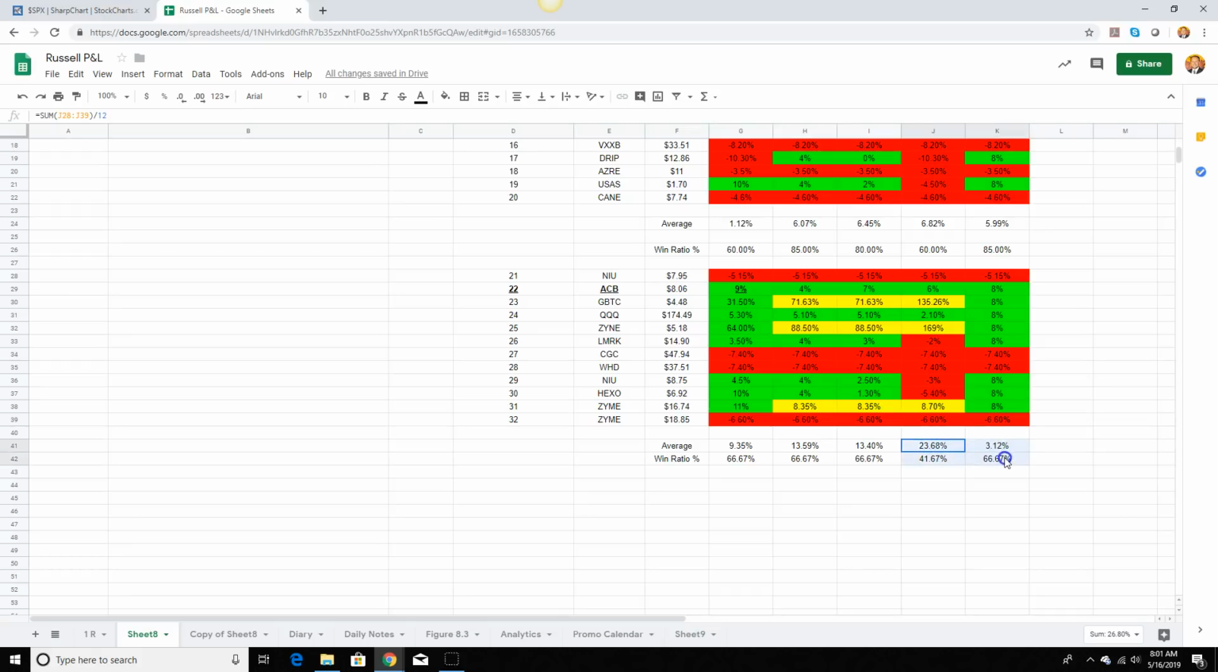Here is the most mind-boggling thing to me right here: the difference between E4 and E5. This is something that I was probably the most excited to show you. E4 had a 23.68% average net gain on these next 12 trades, and it only has a 42% win ratio. E5 has a 66%, 67% win ratio, but the average net gain is only 3%.